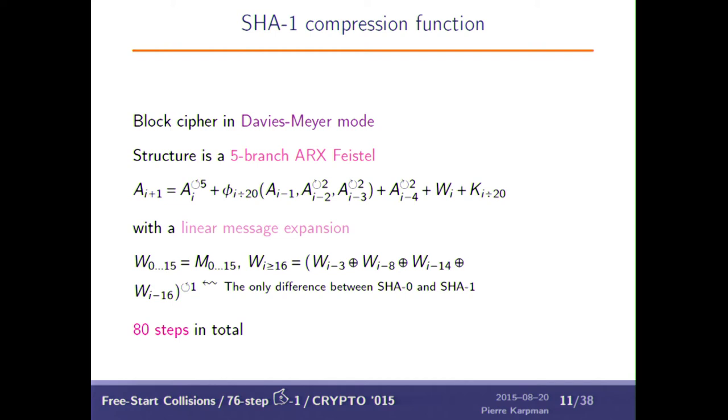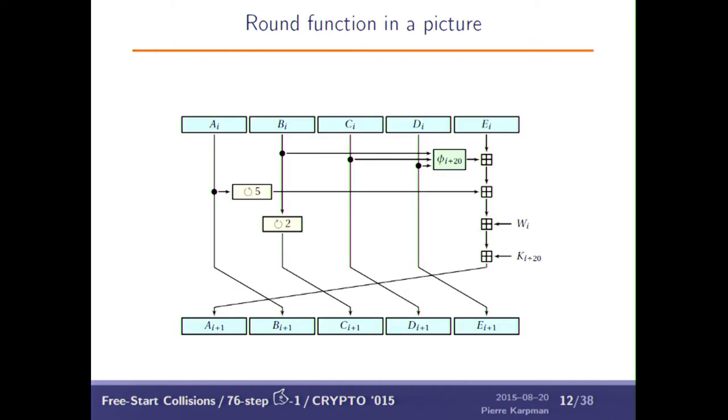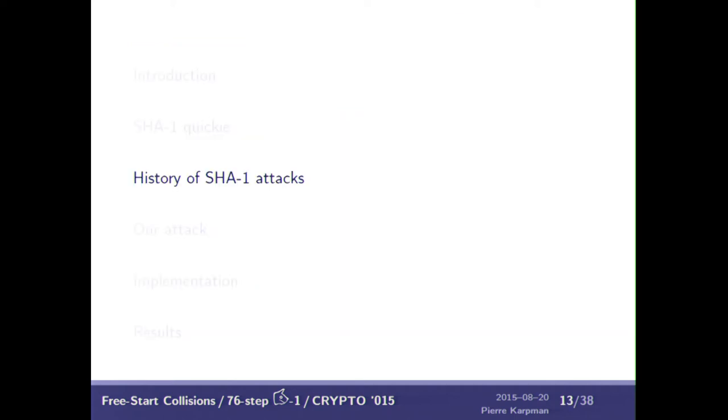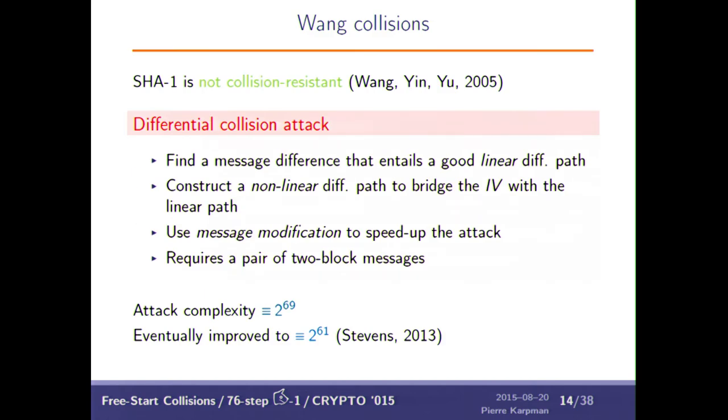And so there are 80 steps of this five-cell structure. So in the picture, that's how it is. We have five 32-bit words of state, and then we just do this operation with the Boolean function here. Okay. So as Bart said, SHA-1 has been attacked before, and attacks have been presented in this room like 10 or 11 years ago.